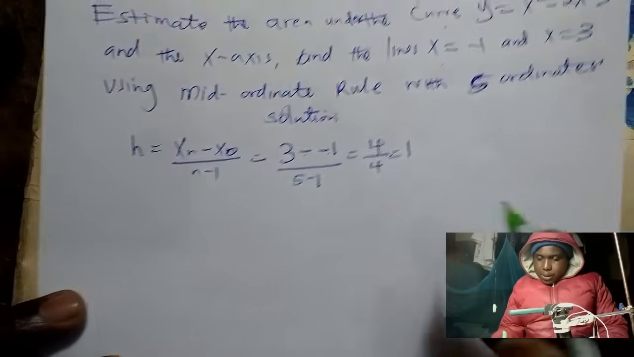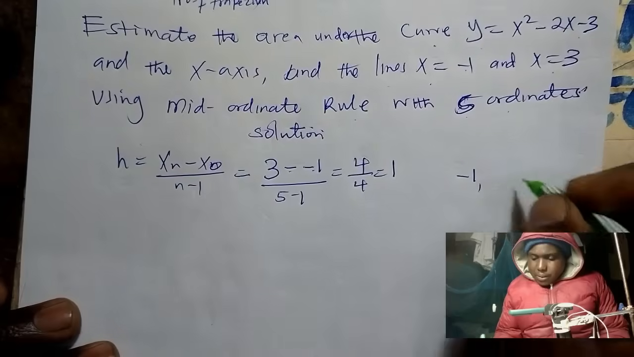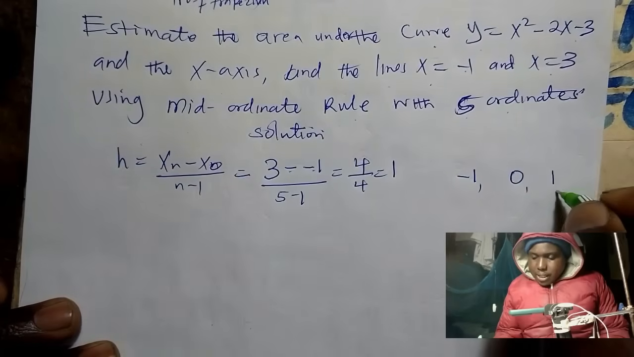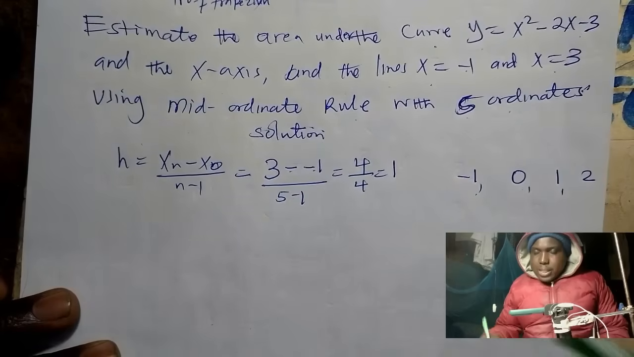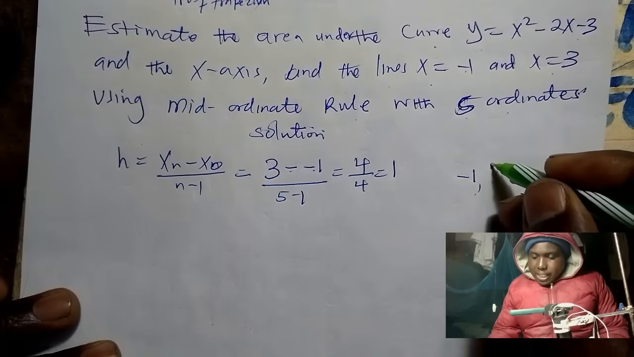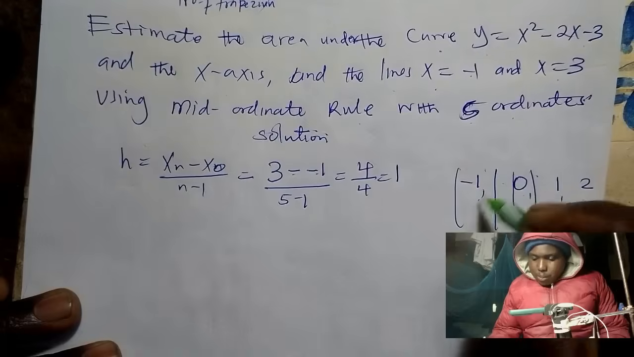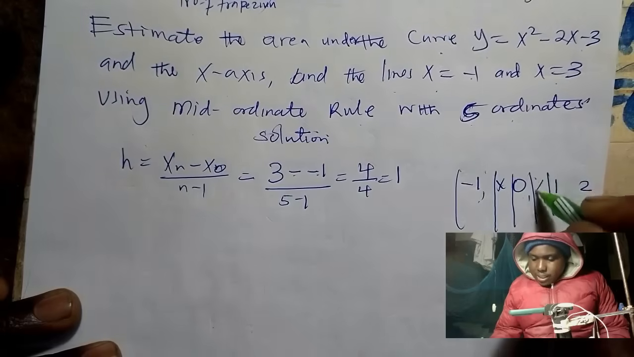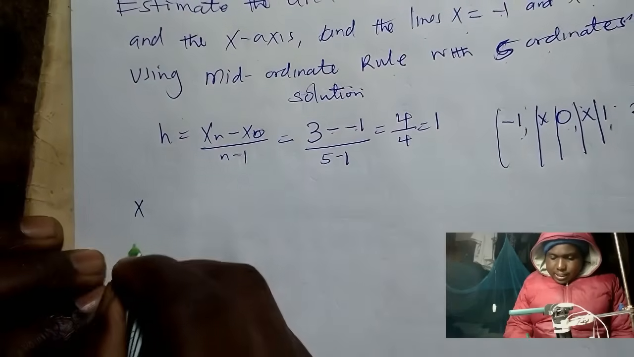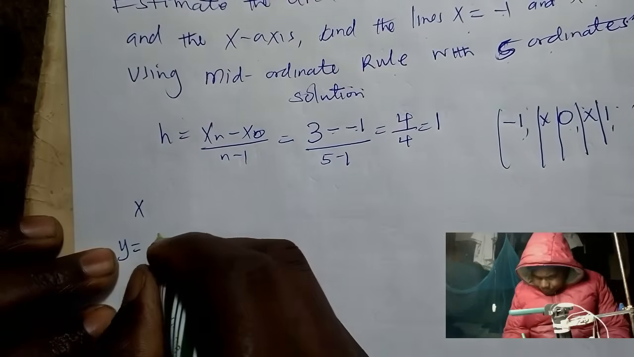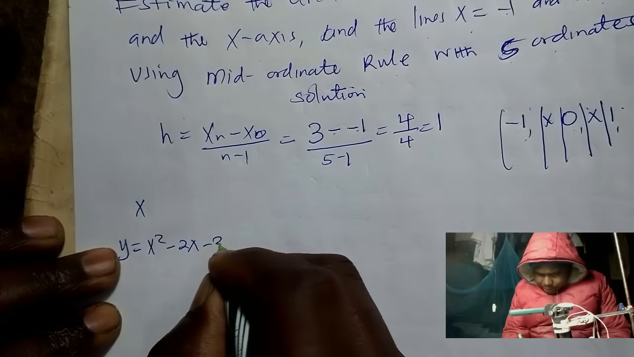So we need to start our table at negative 1, and then 0, and then 1, 2, like that. So these are the ordinates. But what are the mid-ordinates? The mid-ordinates are the ones in the middle here. So these are the things that we want, the ones in the middle. So we will draw the ordinates first. x, y is equal to x squared minus 2x minus 3.